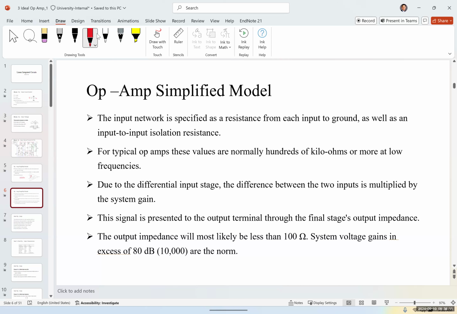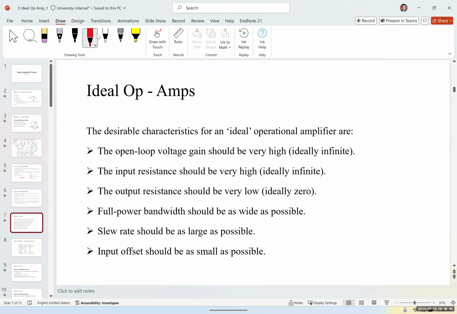For an op amp, the output is the product of the gain times the difference between the inverting and non-inverting input. That gain is usually pretty high. And the output impedance is pretty low in an op amp. Now let's speak about some specifications of an ideal op amp.